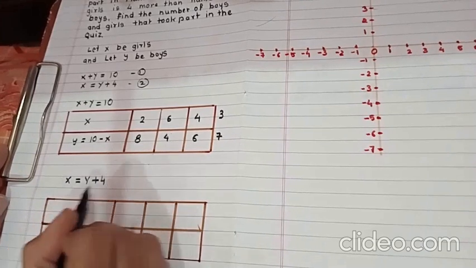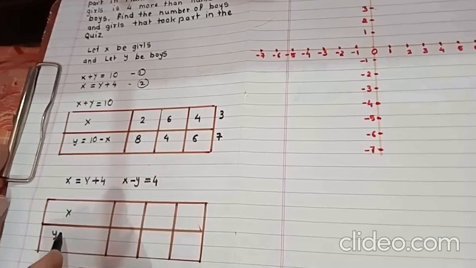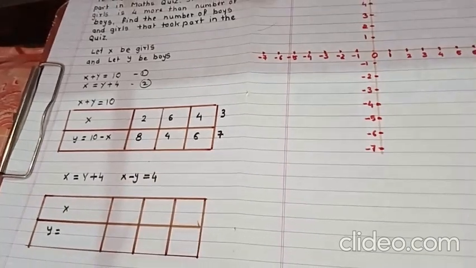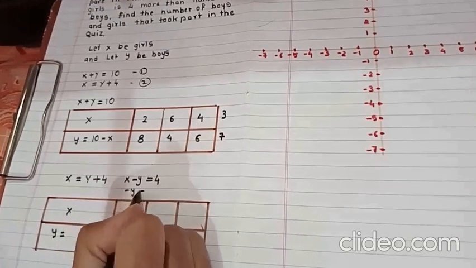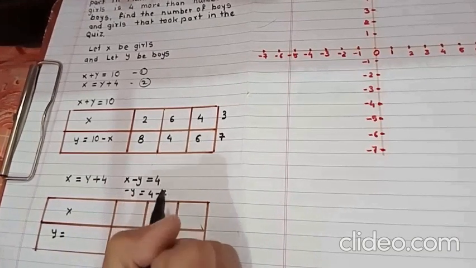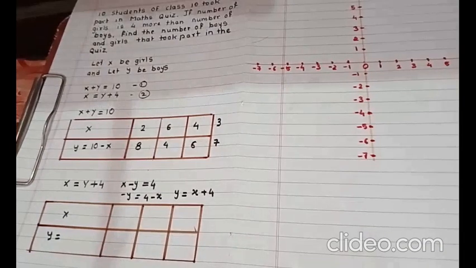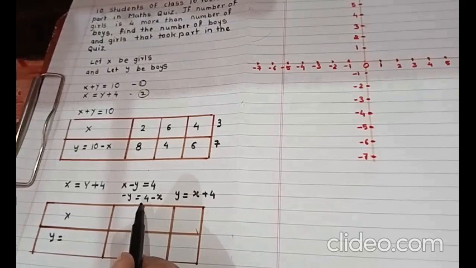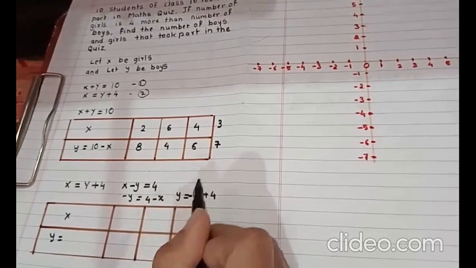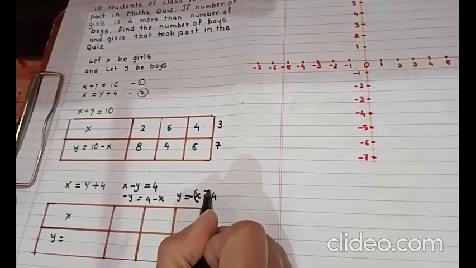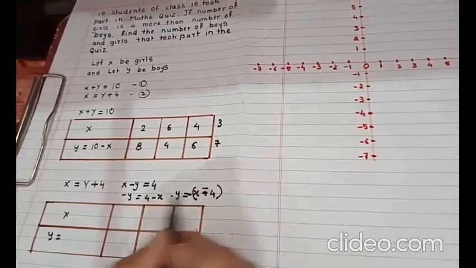That means here I can change the equation. X minus y is equal to 4. So I get y is equal to x minus 4, because minus y is equal to 4 minus x. So if I make minus sign outside and from here also, then I will get x minus 4, because 4 will become minus. So here I will get y is equal to x minus 4.